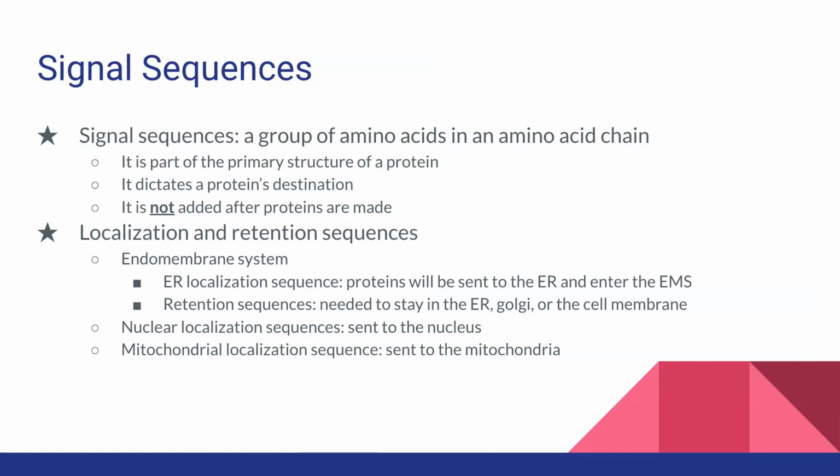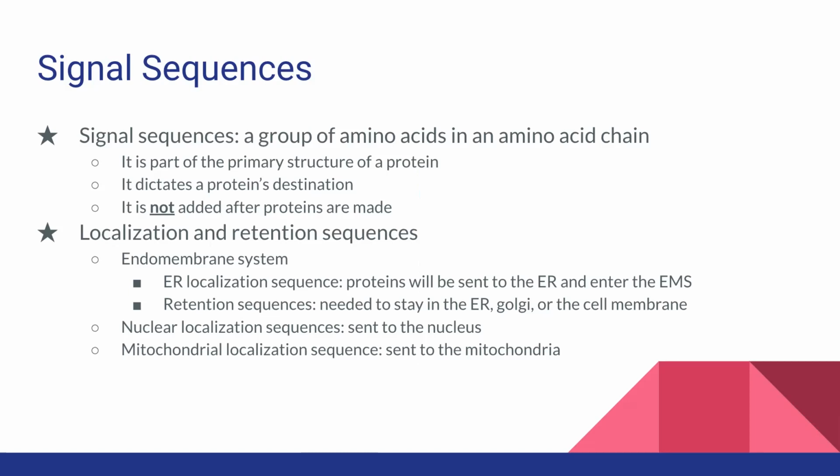Getting more specific into signal sequences, they are a group of amino acids in an amino acid chain, so it's programmed right into that primary structure. And it's found in the initial DNA template as well. So that dictates the protein's destination. Just to reiterate, it's not added after the proteins are made, no matter where it's found on the protein. It's in that initial sequence, and certain proteins that have affinity for that sequence will recognize that it's meant to go to a specific place within the cell. So, localization and retention sequences. In the endomembrane system, as I mentioned before, proteins must have an ER localization sequence.